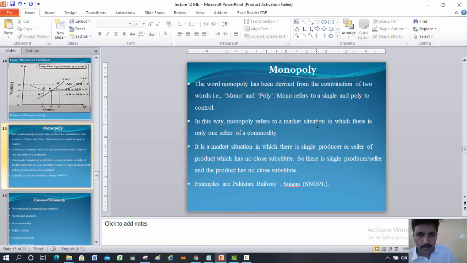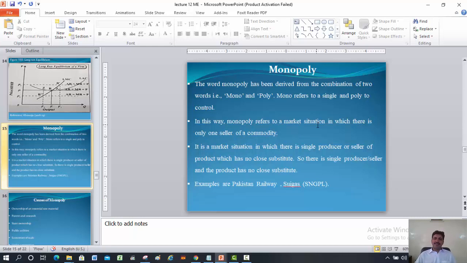So now let's come to the case of the monopoly. Monopoly, as discussed earlier, the word monopoly has been derived from the combination of two words, mono and poly. Mono refers to single, and poly to control, means the control of a single person. As I discussed earlier, it is another extreme of the market condition. Perfect competition is the extreme competition, while monopoly is the absence of competition, means no competition.